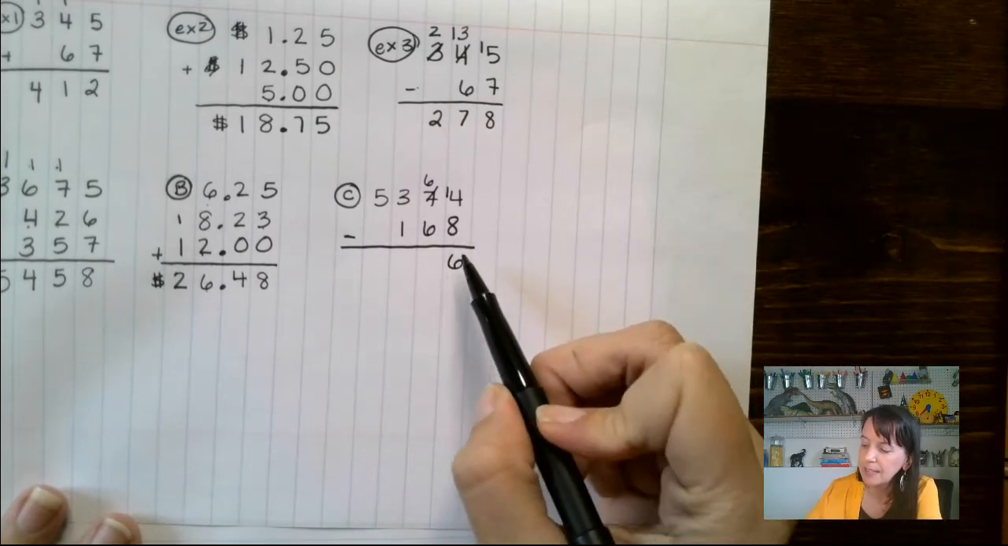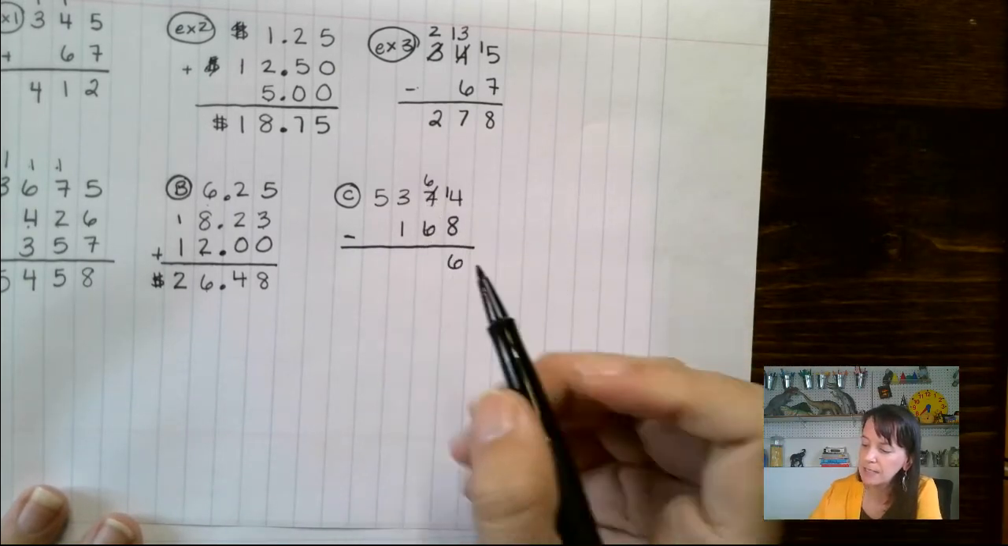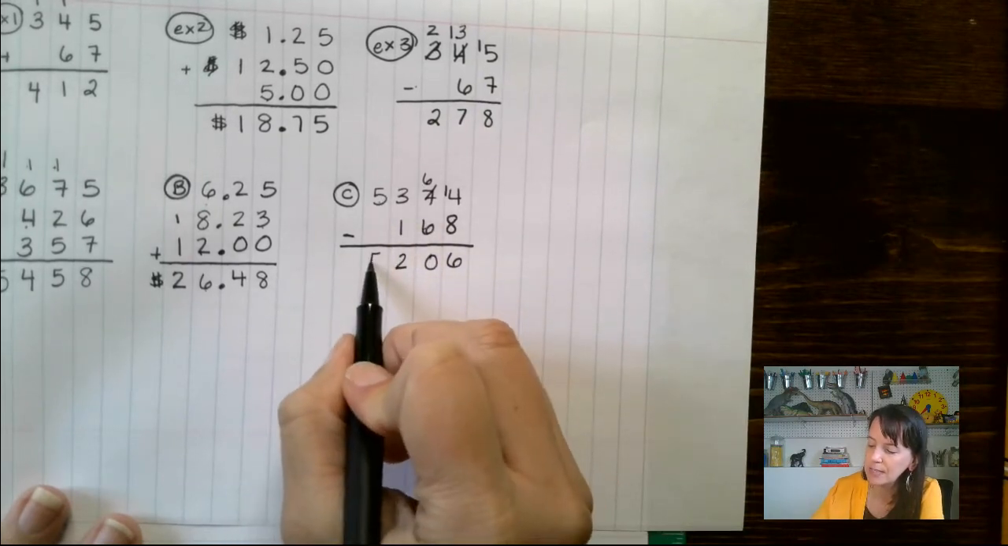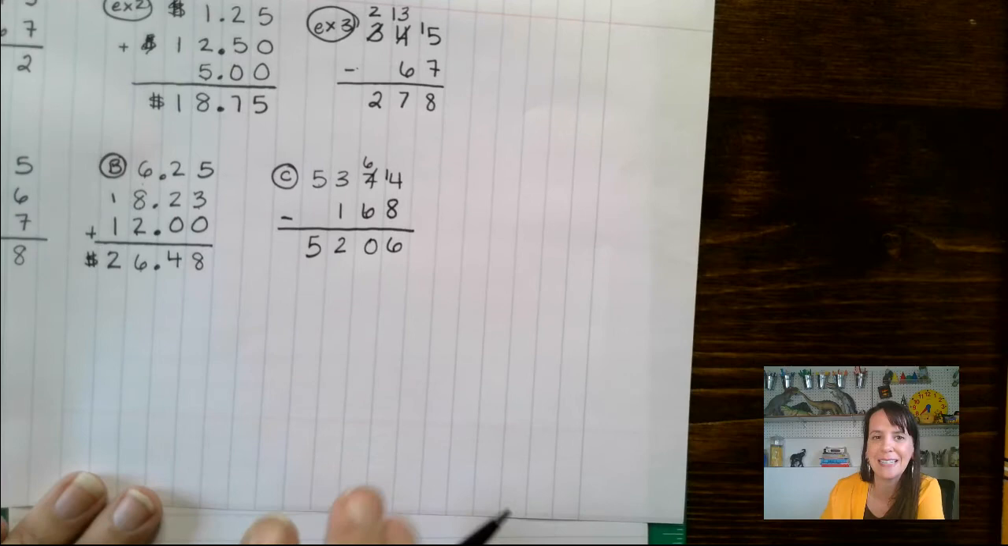So 8 and 6 will give me 14. 6 minus 6 is 0. 3 minus 1 is 2, and then 5 minus 0 is 5. So you should have 5,206.